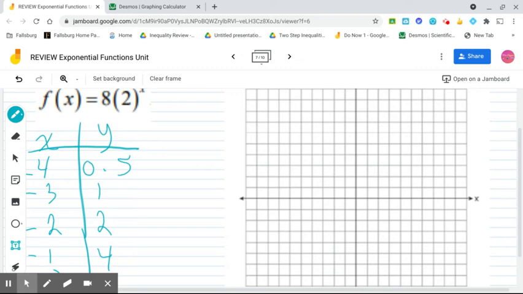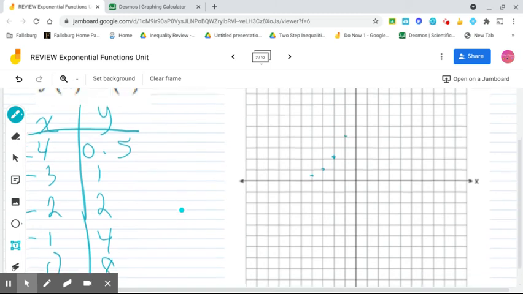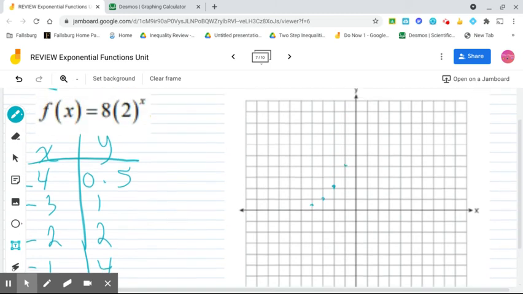So I have -4, 0.5, -3, 1, -2, 2, -1, 4, and then I have 0, 8, which is here. So there's my points, and then I'm going to just draw a nice curve, and on each side, I'm going to make sure I put the arrows.